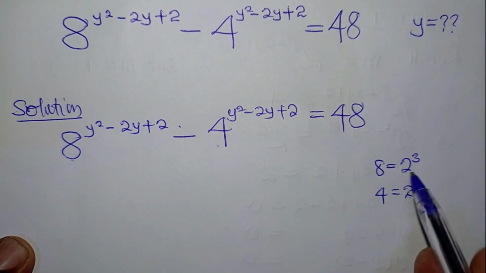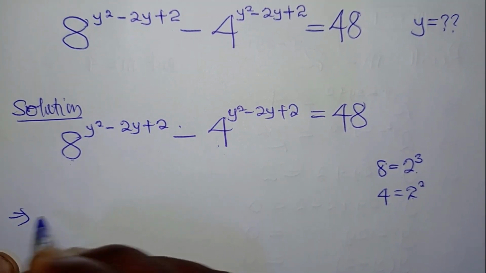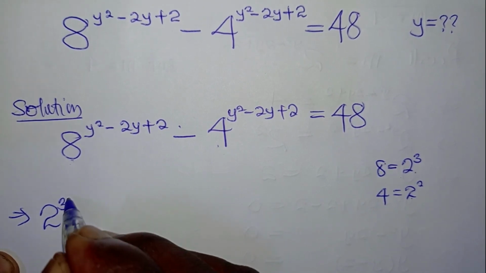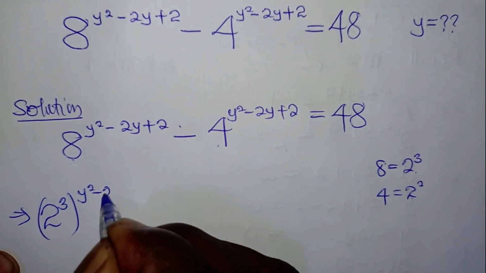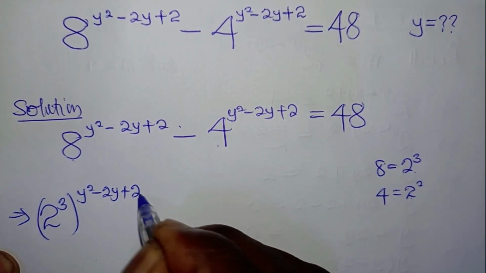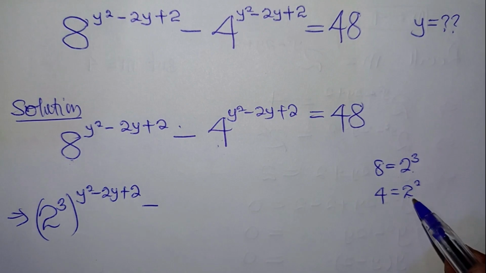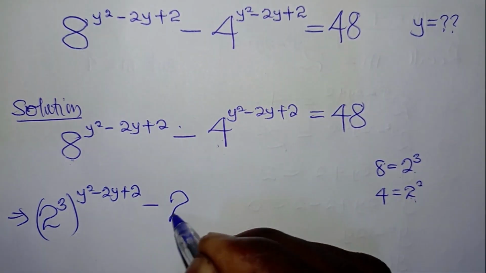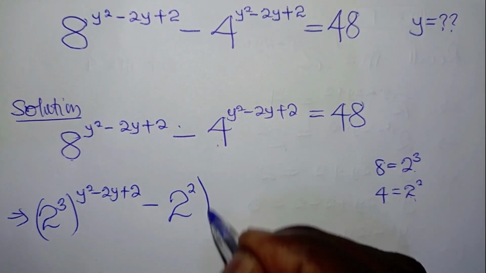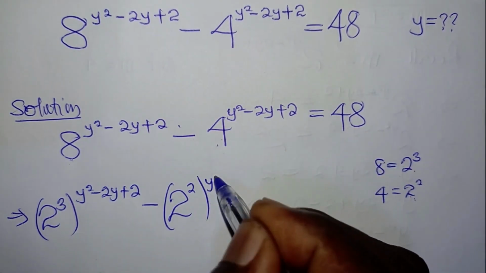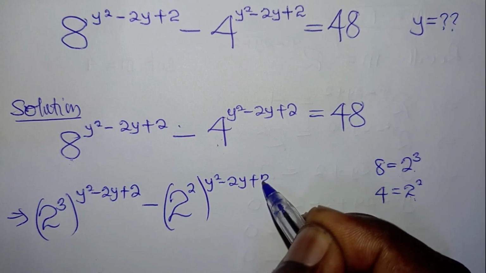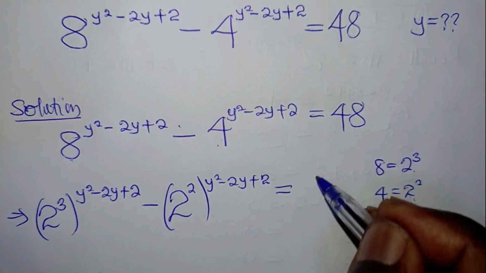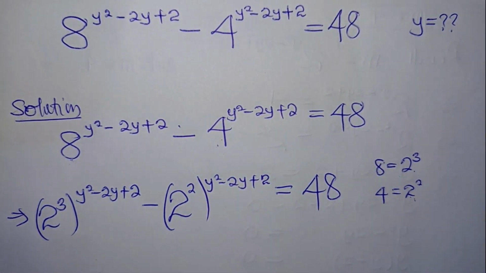So 8 is 2 to the power 3, so we'll write this as 2 to the power 3, that is for the 8, raised to the power y squared minus 2y plus 2. Minus 4, which is the same as 2 squared, so that will give us 2 to the power 2 raised to the power y squared minus 2y plus 2. And this is equal to 48.